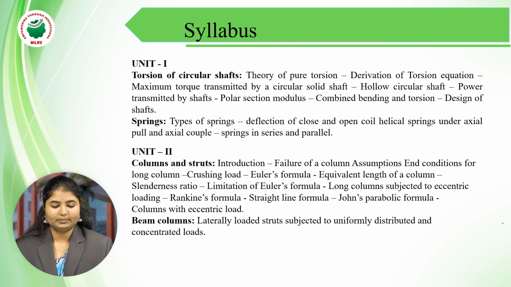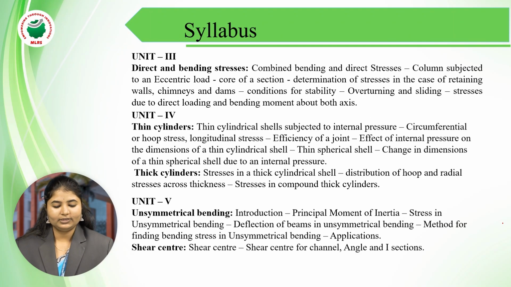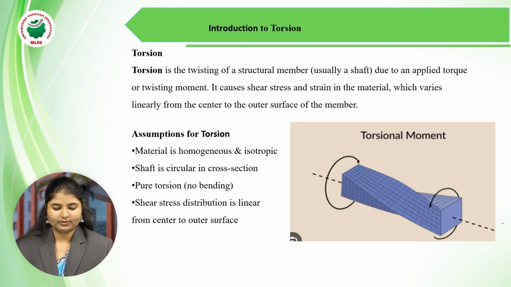Syllabus. These are the syllabus. Unit 1 covers torsion of circular shafts and springs. Each unit has 2 topics, and unit 2 has columns and struts and beam columns. Unit 3 has direct and bending stresses, and unit 4 has thin cylinders and thick cylinders. Unit 5 has unsymmetrical bending and shear center.